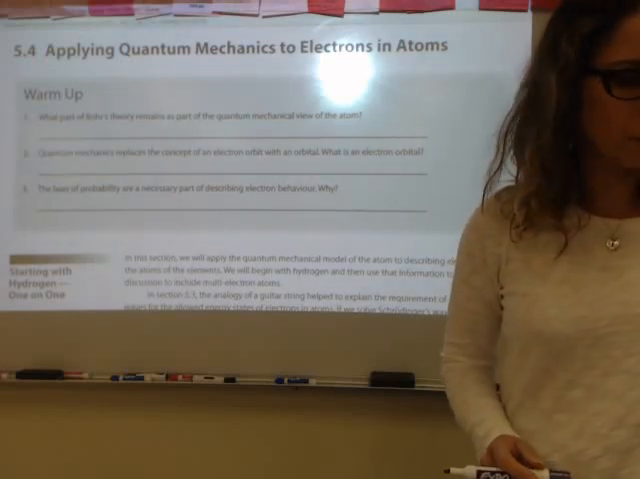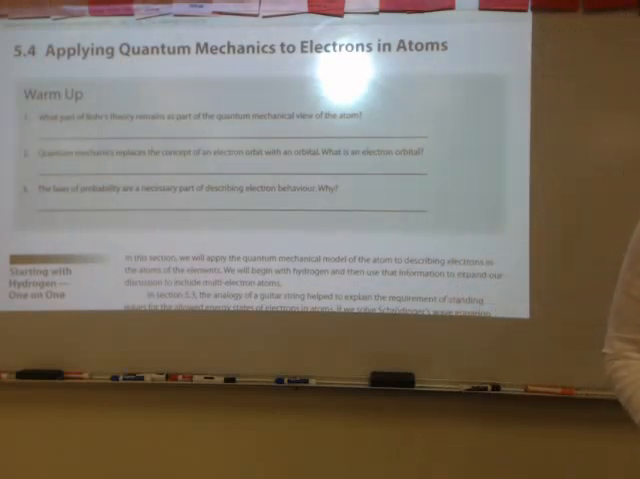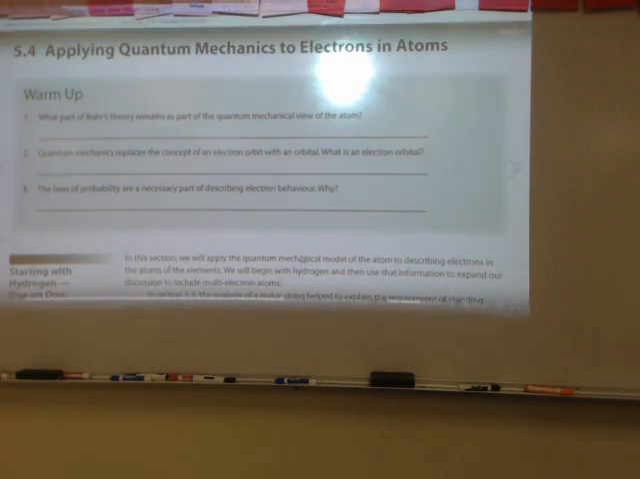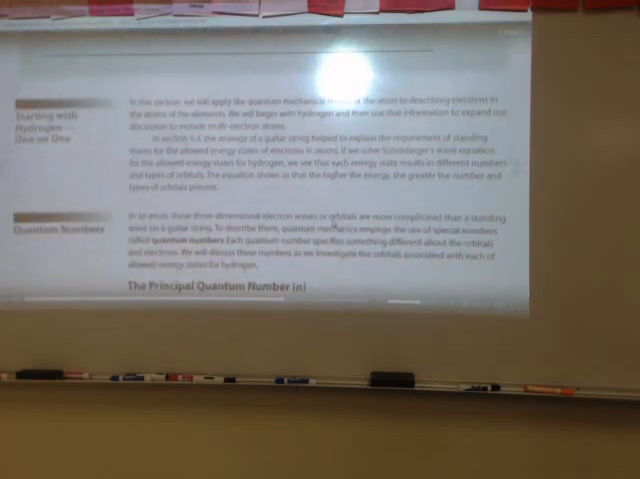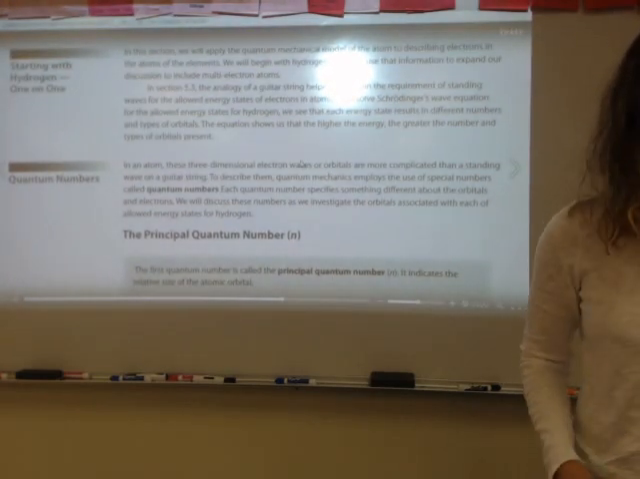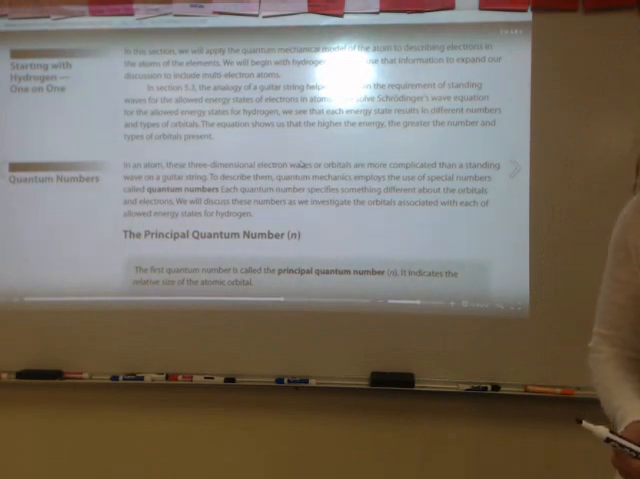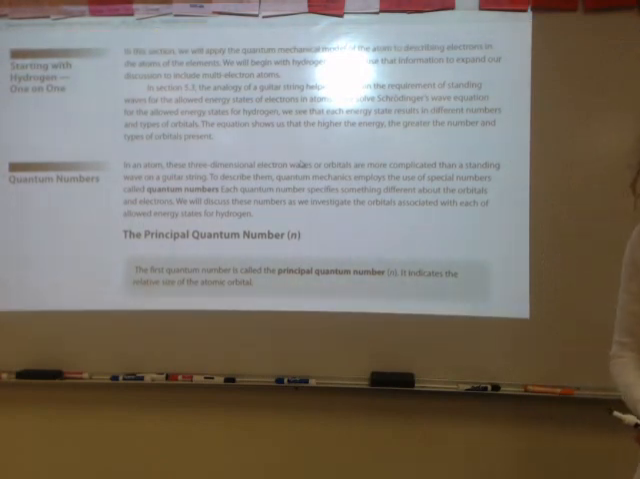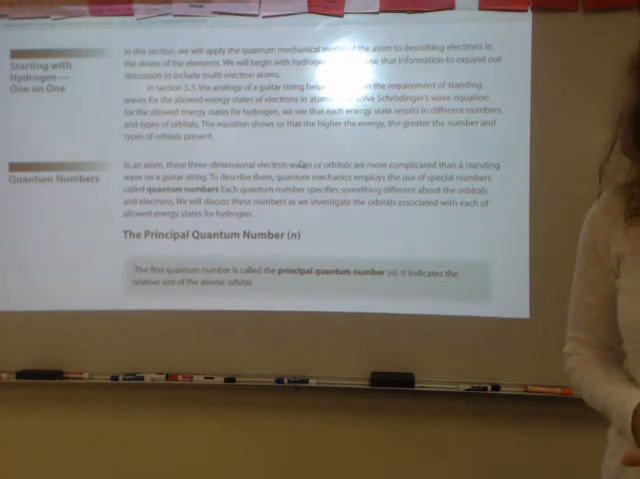Okay, we're on section 5.4, applying quantum mechanics to electrons in atoms, and I'm going to skip the warm-up and go to starting with hydrogen, one-on-one. And in a previous section, we were talking about a guitar string to explain standing waves for the allowed energy states for electrons that were in atoms.